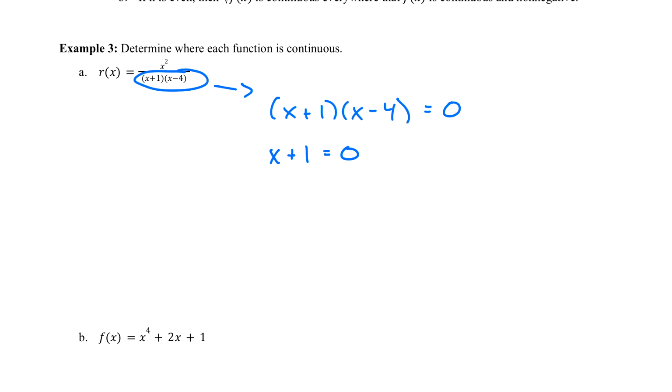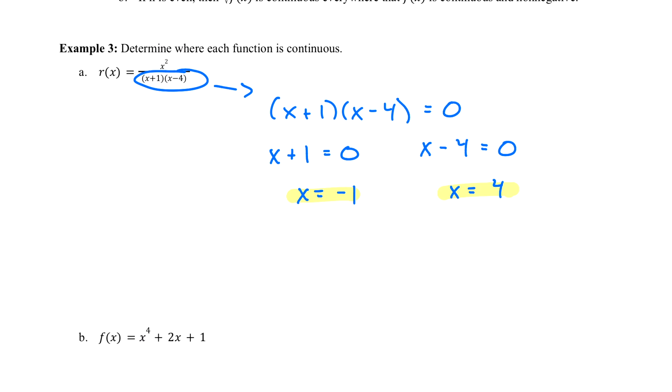So we'll have x plus 1 equals 0, and x minus 4 equals 0. And then if we solve each of these equations, we're going to end up with x equals negative 1, and x equals 4. So it's continuous everywhere except for these two x values, except for negative 1 and 4. Now we need to talk about where this function is continuous. And again, I want to give my answer using interval notation.